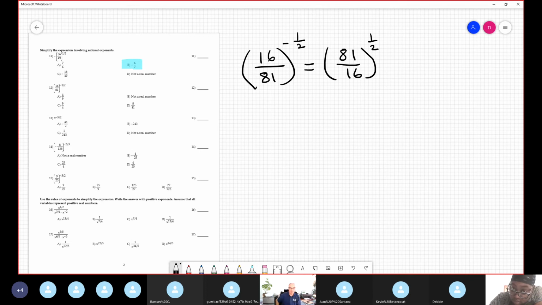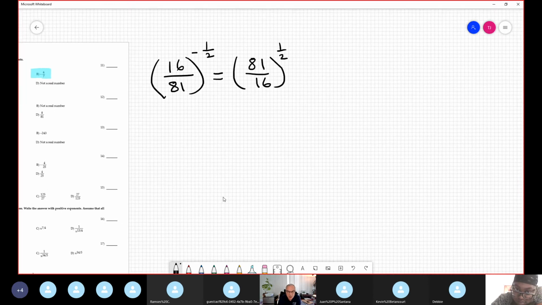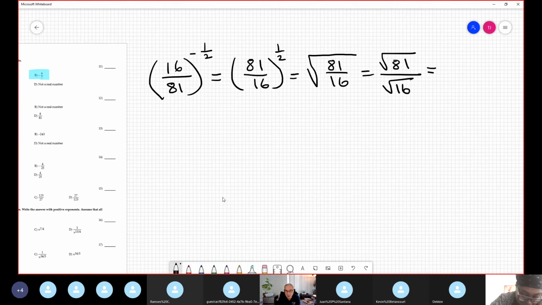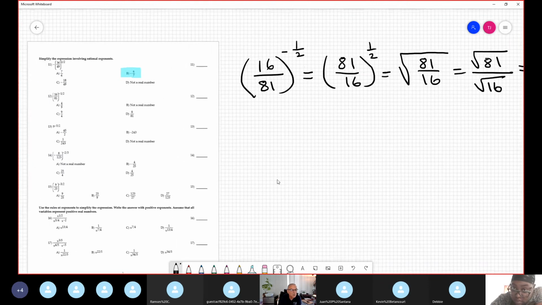Okay. I take a fraction, I flip the fraction, reciprocal. When I do the action of the reciprocal, of course, now the exponent changes the sign, positive half. Now I know the fraction exponent is a radical notation to see much better, at least for me. It's a square root because of 2. 81 over 16 is square root of 81 over square root of 16, which is 9 and 4. So final answer: 9 over 4 is C.